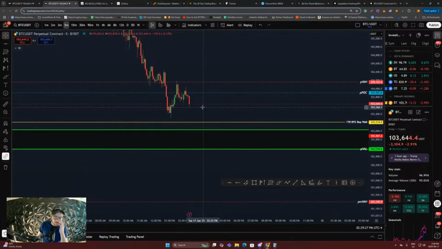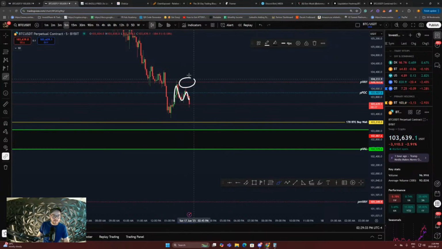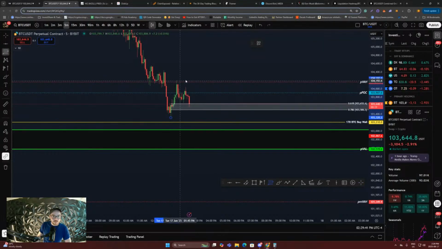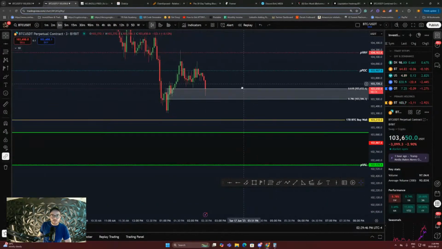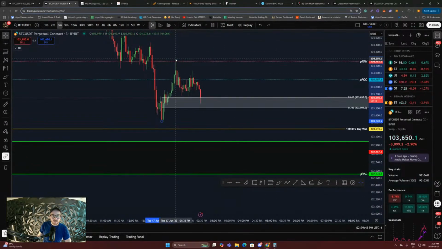Let's see what happens. But it's looking like we're starting to get that local double top against the value area high. So we could come down. We can look at a Fibonacci level potentially, seeing if this gets respected as support in the lower time frames, like the 3 minute. So we get an opposing change of character here off these local lows.